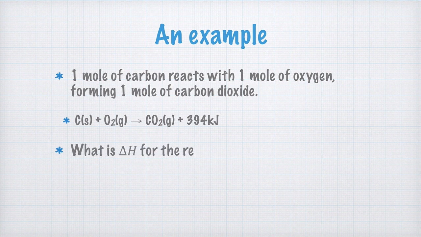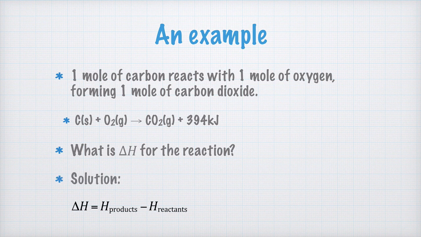Now, what is the change of enthalpy? What is delta H for this reaction? Well, as I said, delta H, the change of enthalpy, is defined as the enthalpy of the products minus the enthalpy of the reactants. In this case, it's the enthalpy of carbon dioxide minus the enthalpies of carbon and oxygen. But what are those? Well, I'm sorry to say, but we can't tell. It's not possible to measure the absolute enthalpies of different substances. We can only measure the change of enthalpy in a given reaction.